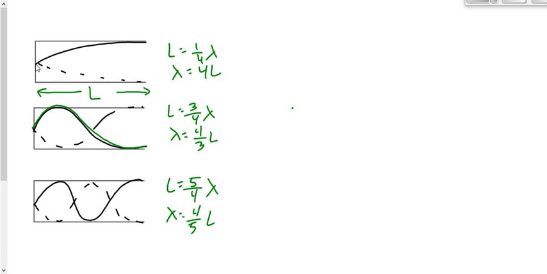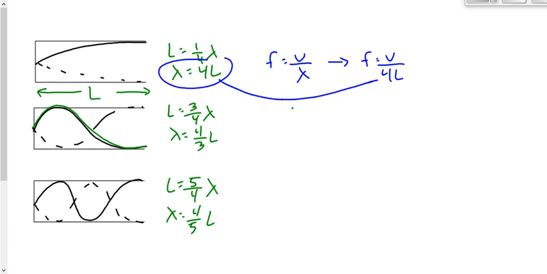So we're going to say F is equal to V over lambda. That's the wave equation again. But let's replace lambda with, well, in this case, 4L. Notice that equation is different than the equation for the first harmonic when we had a string. For a string, it was V over 2L. For this air column that's open at one end and closed at the other end, it's V over 4L. This would be our first harmonic, or our fundamental.